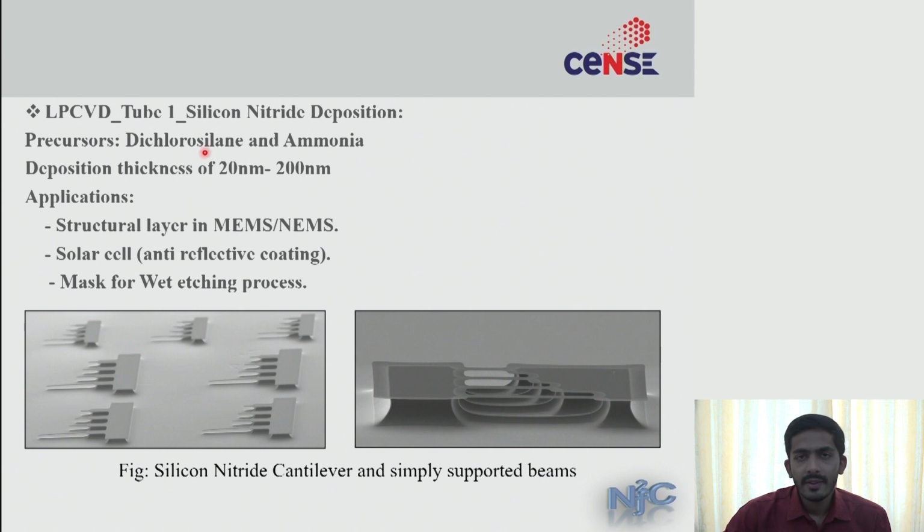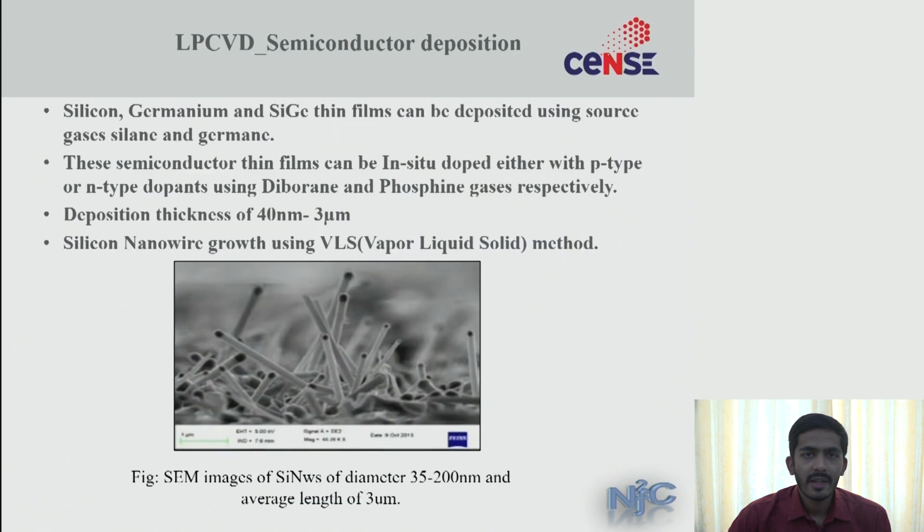Coming to the different materials, the first material is LPCVD silicon nitride. This is formed using dichlorosilane and ammonia as a source for this process. This process can be used to have a thin film ranging from 20 nanometer up to 200 nanometer. And coming to applications, this is mainly used in MEMS and NEMS as a structural layer. It is used as an anti-reflective coating in solar cells as well as a mask for wet etching processes. Below, what you are seeing are some of the applications wherein this LPCVD silicon nitride is used to fabricate cantilevers and simply supported beams.